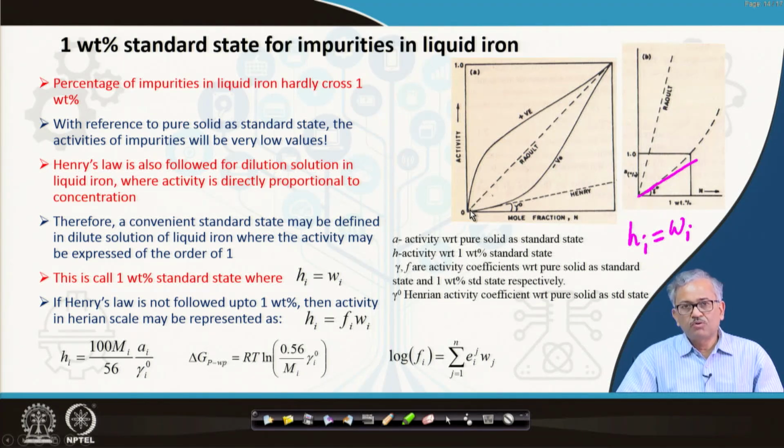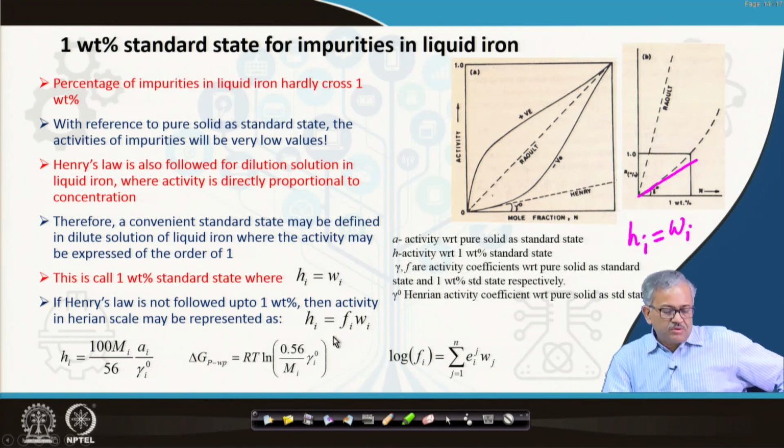So for convenience, that is why we defined a convenience scale at infinite dilution, and it was possible because Henry's law is there, where basically the activity coefficient remains constant. In dilute solution, activity coefficient remains constant over a certain range, so we can define another scale where the activity is equal to 1 when weight percent is equal to 1. If Henry's law is valid up to 1 weight percent, then this holds, and if the activity deviates from Henry's law up to 1 weight percent, then we can represent hi is equal to fi into wi. We can do that.